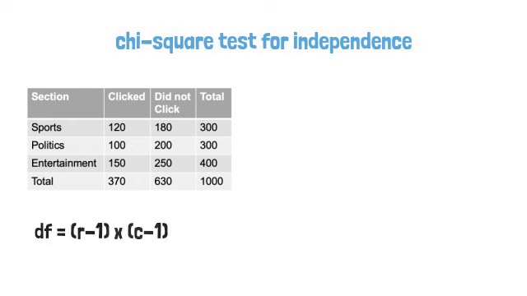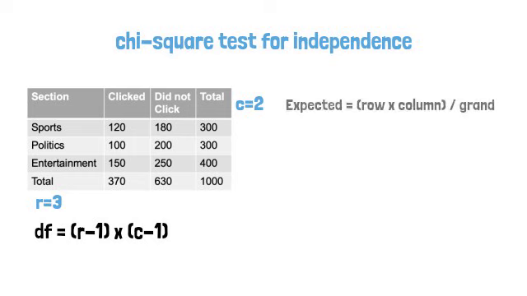First is the degrees of freedom for the test. It's now r-1 times c-1, where r is the number of levels of the row variable. Here it's 3, and c is the number of levels of the column variable. Here it's 2. Also, to compute the expected counts, we multiply the row and column total and divide by the grand total.